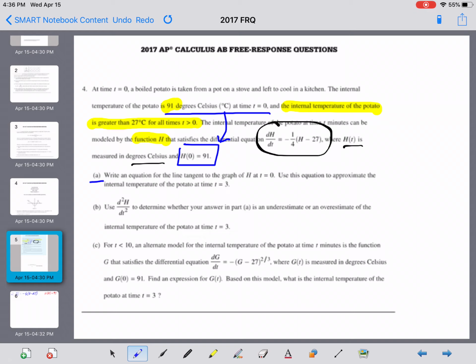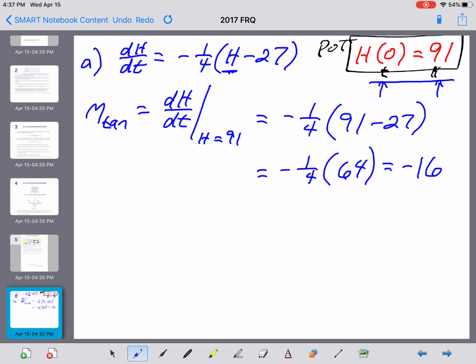Okay, so we're going to take that derivative right there, which is a negative 1/4, times 91 for h minus a value of 27. Okay, non-calculator question here, guys. So this is a negative 1/4 times, and 91 minus 27 is going to get us a 64 degree temperature there. That makes me feel pretty good because that negative 64 here, everybody, is evenly divisible by the 4 on the bottom, and that is going to get us a negative 16 there for the slope of our tangent.